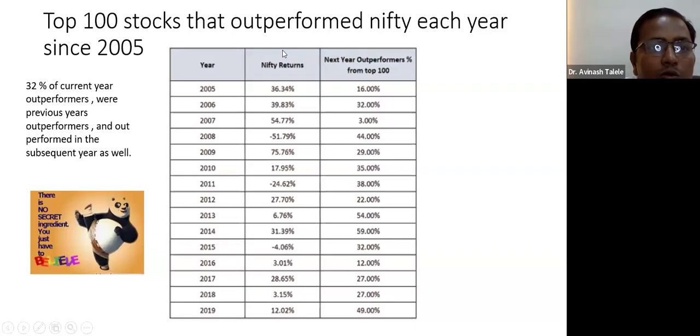Now, let us look at the top 100 stocks that outperformed Nifty every year since 2005. Similar data: every year, the next-year outperformers range from 16 to 32%. And look at the Nifty returns. Every time the outperforming stocks were better than Nifty, and we could conclude that 32% of the current year's outperformers were previous year outperformers and outperformed the subsequent year also, as I told you in the last slide.